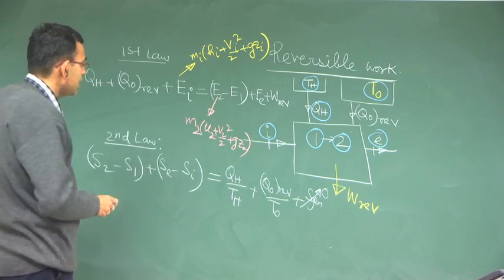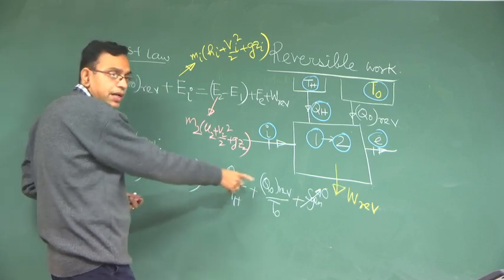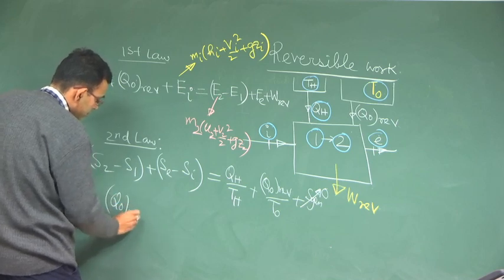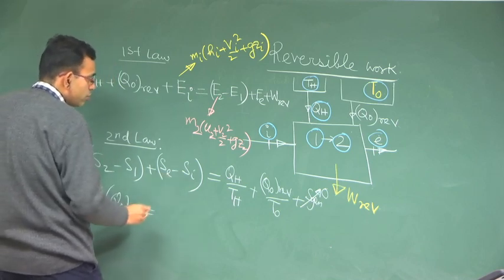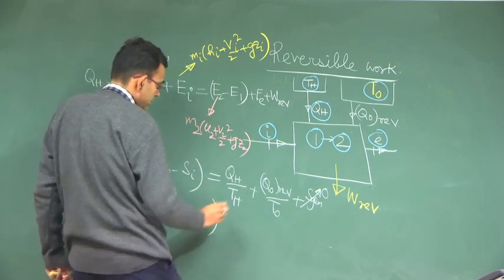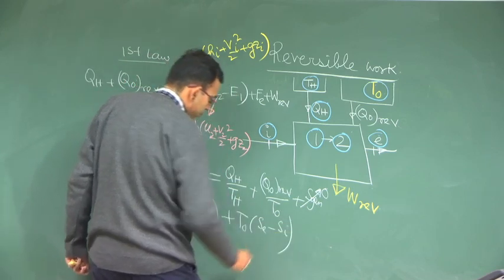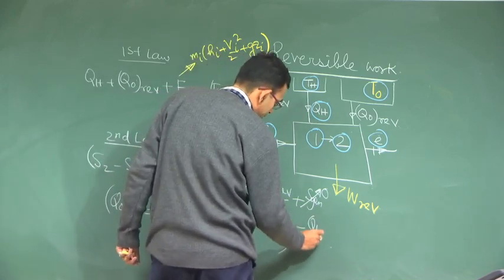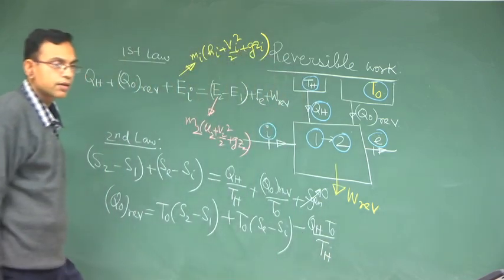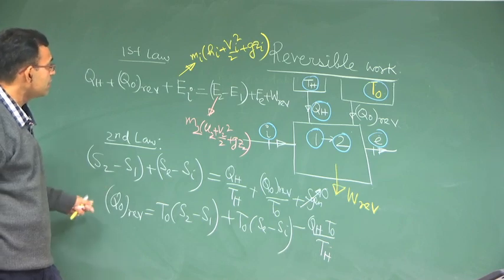See, it is a very straightforward exercise. This Q0 reversible is not known, so we will eliminate that from these two equations. So, Q0 reversible is equal to T0 into S2 minus S1 plus T0 into SE minus SI minus QH into T0 by TH. You substitute that in the first law.